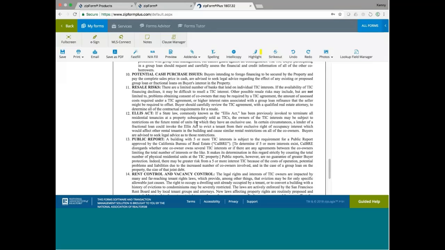And the Ellis Act is another good cause. The Ellis Act means that the landlord has decided to remove the rental property from the rental market. It doesn't mean the landlord is going to stay there. The landlord has decided not to be in the rental business anymore. That's what the Ellis Act is for. Okay?